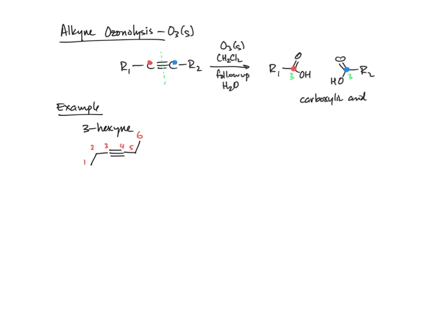So when we treat with ozone, again, we bubble ozone gas into dichloromethane. We watch for the bluish color to show up. We're going to follow that with an aqueous workup. We're going to oxidatively cleave here. So each carbon then ends up with the carboxylic acid functional group. So we've taken 3-hexyne and we've prepared 2 equivalents of propanoic acid.